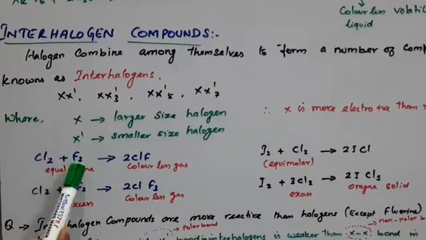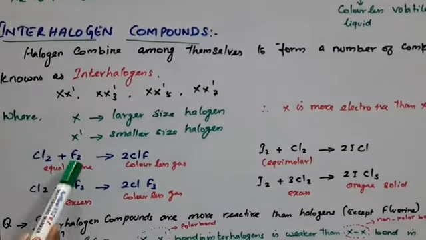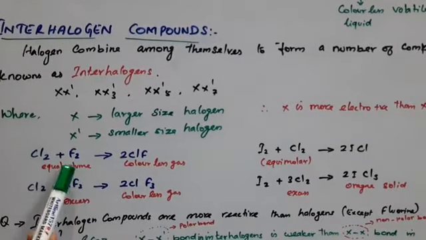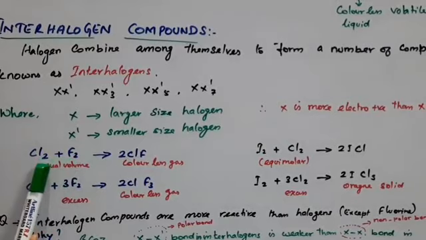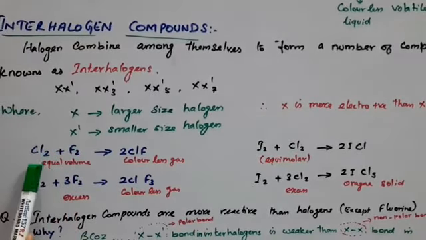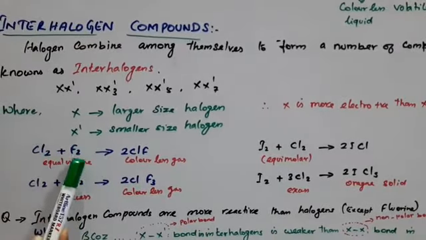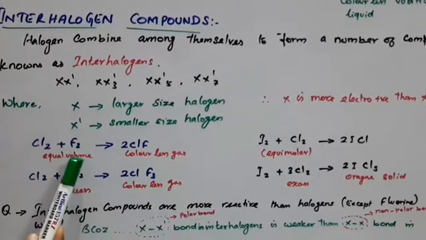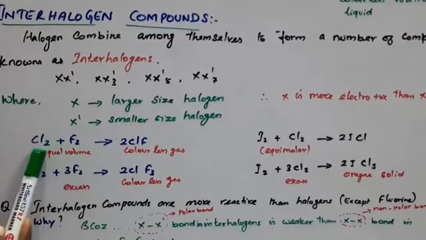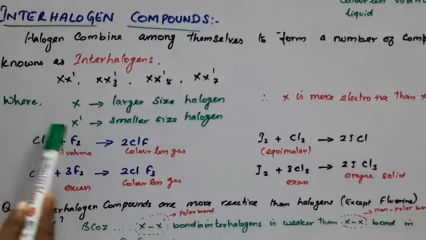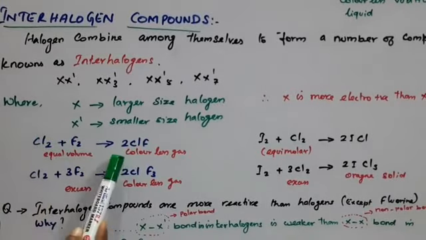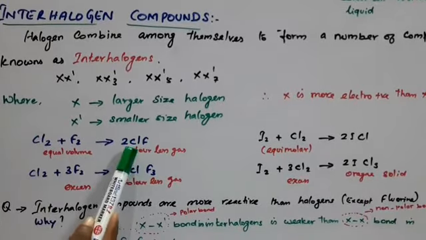Cl2 plus F2 gives 2ClF. For equimolar amounts, here you see that X is a larger size halogen and X dash is a smaller size halogen. It is a highly negative, highly positive, so polar bond. So it gives a colorless gas of chlorine monofluoride.